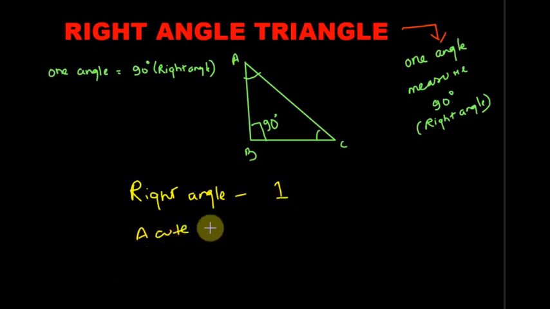Acute angle means less than 90 degrees. We have two acute angles which are less than 90 degrees. So in this example, angle A and angle C will be acute angles.